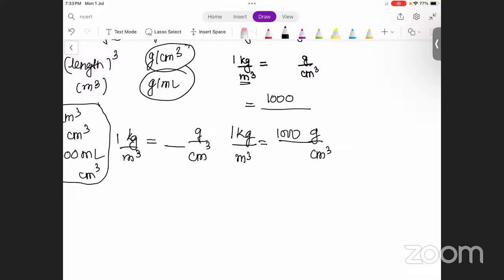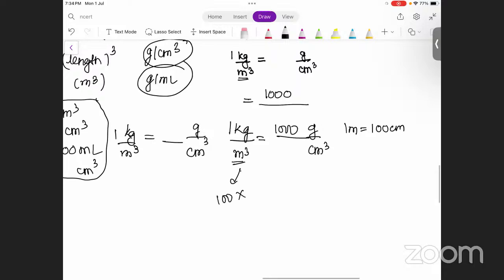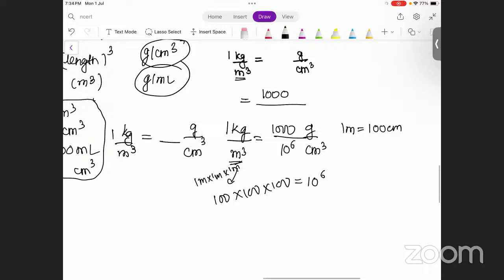And I hope you know that the relationship between meter and centimeter is 1 meter is equal to 100 centimeter. So now here what we have, meter cube. So how many 100 will we put? 100 into 100 into 100, because we have 1 meter into 1 meter into 1 meter, and each meter will be equal to 100 centimeter. So how can I write this? It will be equal to 10 raised to the power 6 centimeter cube.